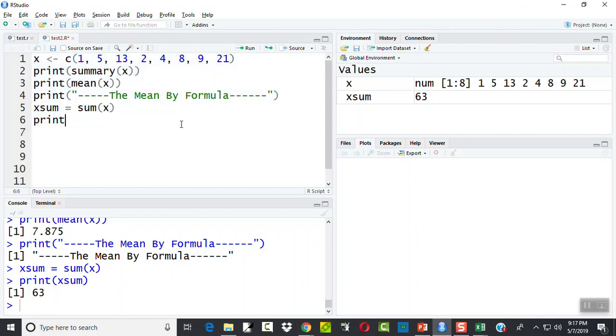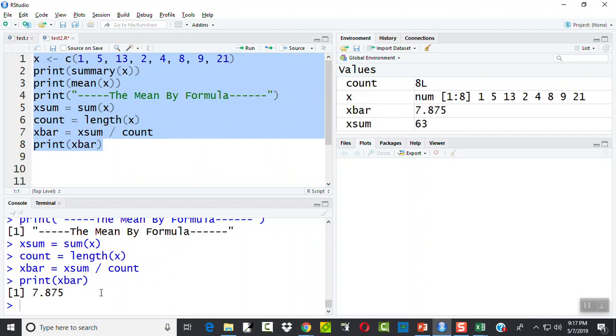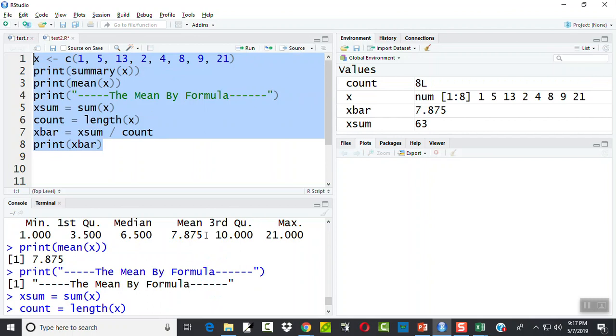Don't need that print there anymore. But I do need the count. So that's going to equal the length of x. And then I can find my x bar, which is going to equal x sum divided by count. And then I'm going to print x bar. Run that. 7.875, which is the same as what I came up with up above, 7.875.